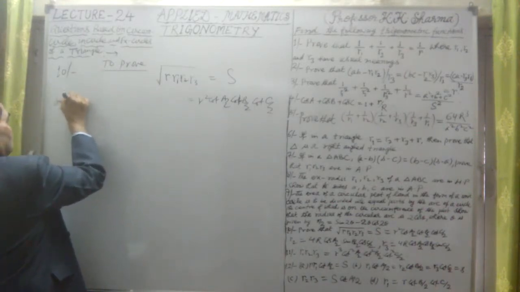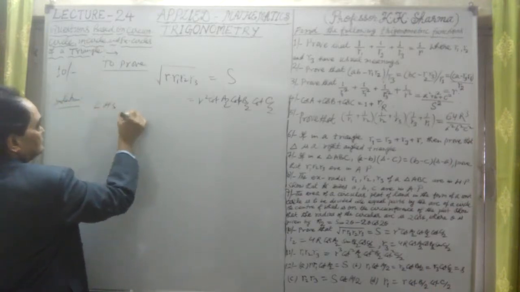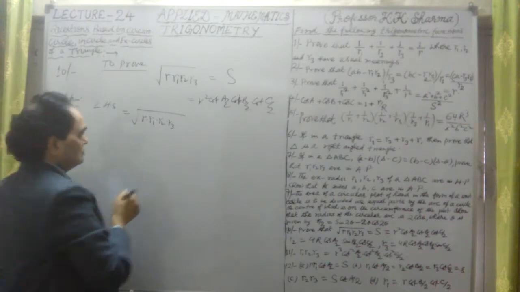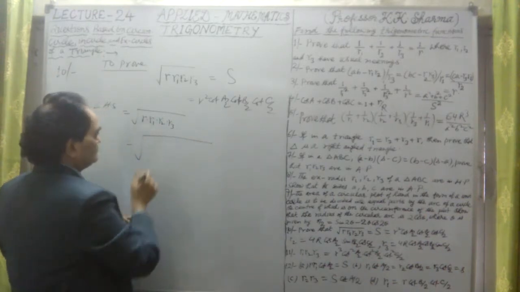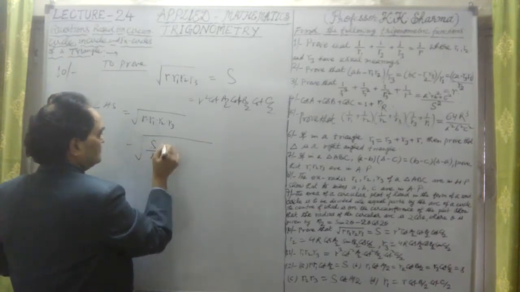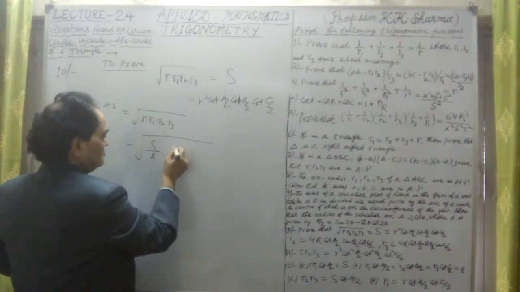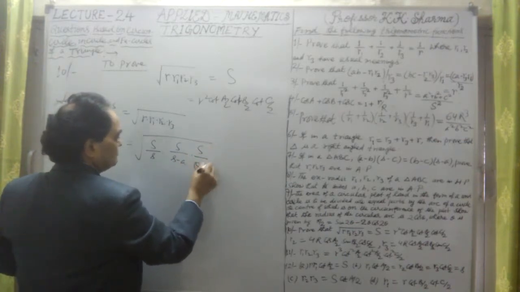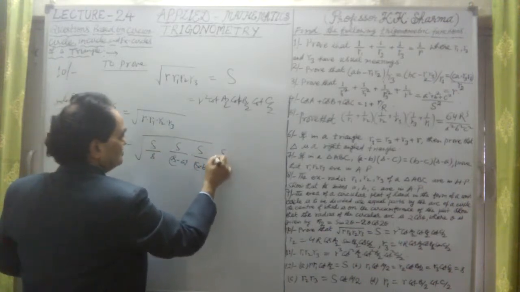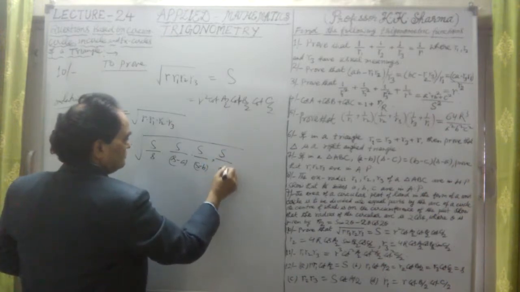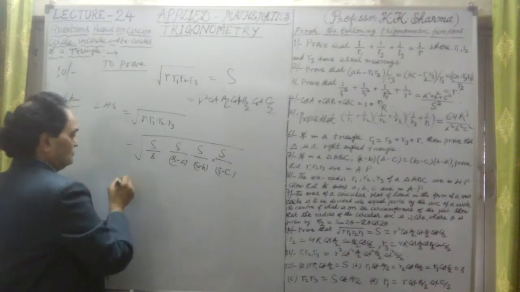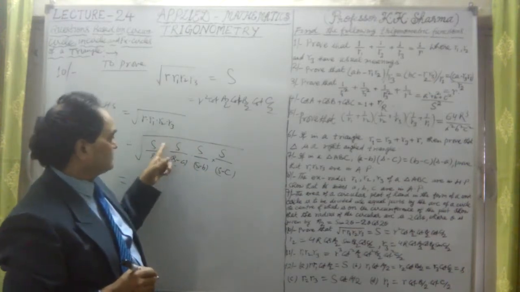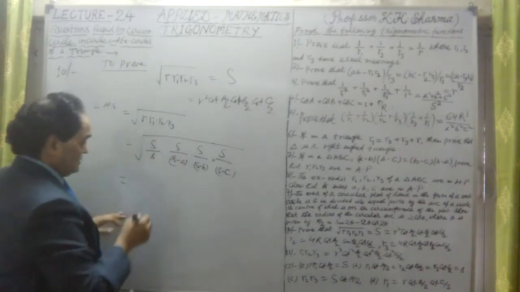So solution. Let me take the solution here. The left hand side is equal to under root r into r1 into r2 into r3. Okay, so substituting the values of all the r's: small r is capital S upon small s, the ex-circle radius r1 is capital S upon s minus a, r2 is capital S upon s minus b, and r3 is capital S upon s minus c. So these are the four values: r, r1, r2, r3. We have multiplied them. Now we see here capital S four times. This is S raised to 4, so S square will come out.